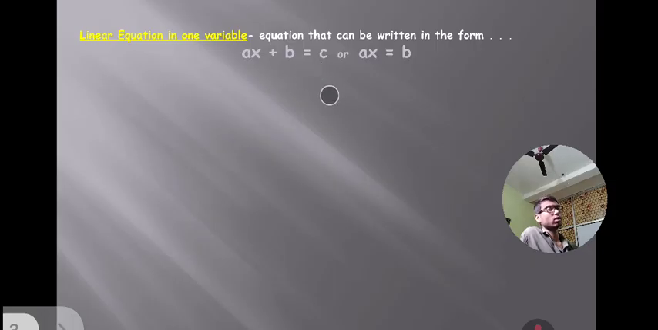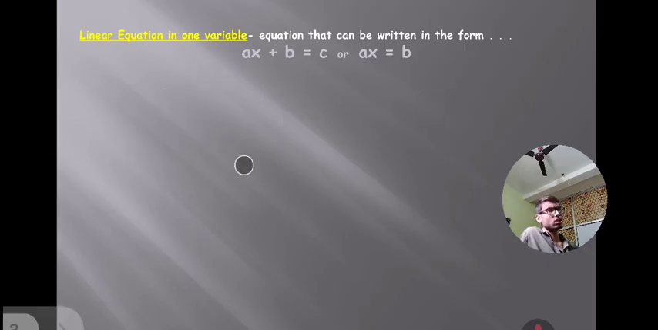Any number which is not with a variable would be a constant number. Ax is equal to b. Here a is not a constant number. In detail we will explore constants and variables.